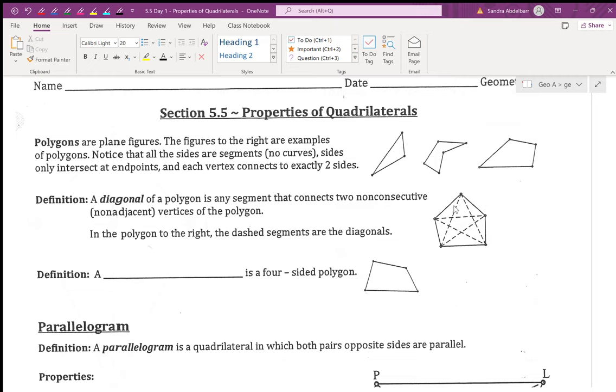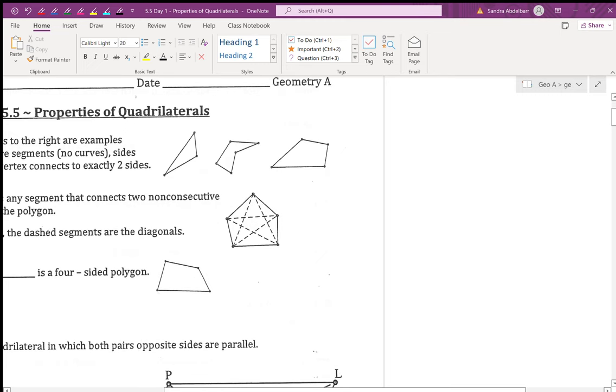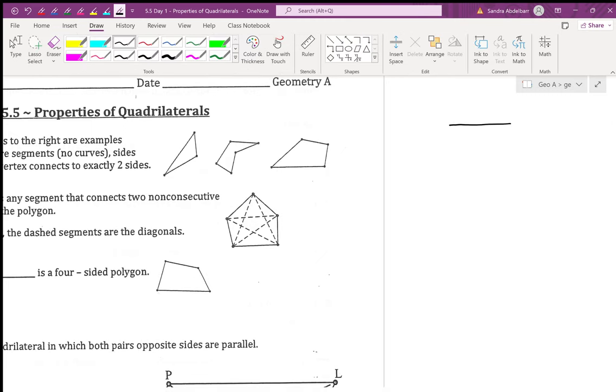Okay, so in order for a shape to be considered a polygon, you can't have any curves in it. So can a circle ever be a polygon? Never. Also, you can only touch at vertices, which means if you have vertical angles like this, see how it's crossing in the middle? That shape that I just drew cannot be a polygon. You can only intersect at the main vertices, at the main angles. And every vertex connects to exactly two sides.